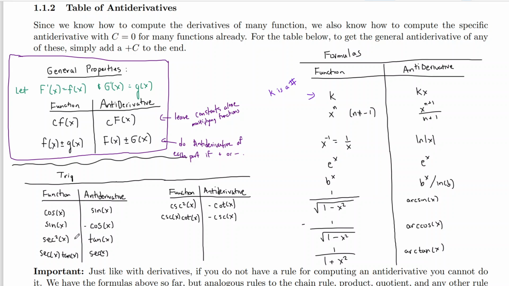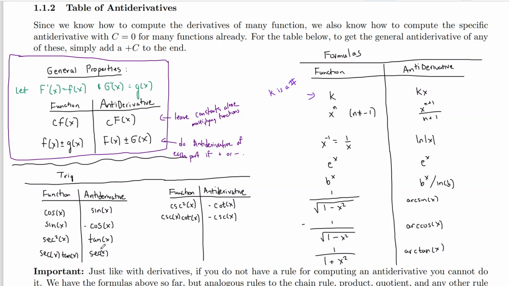One thing you won't see, at least yet, because it's far in the future developing techniques, is that we're only able to do the antiderivative of secant squared of x. We cannot do the antiderivative of any other power of secant at this point, not even secant cubed, not just secant without any power, so secant to the first power. It has to be secant squared.